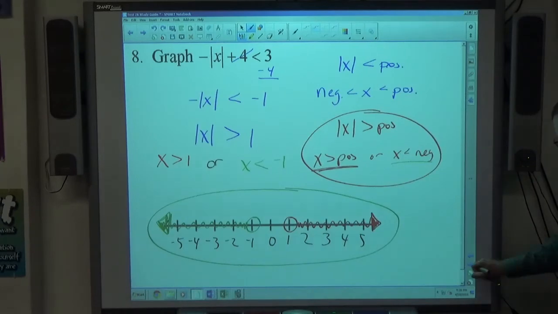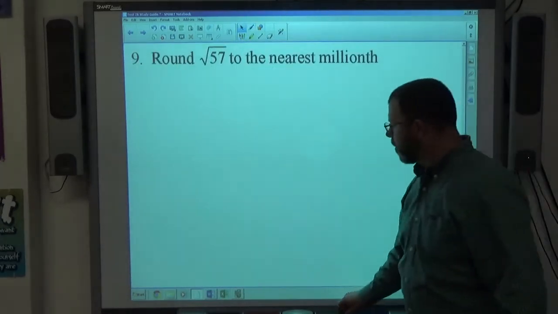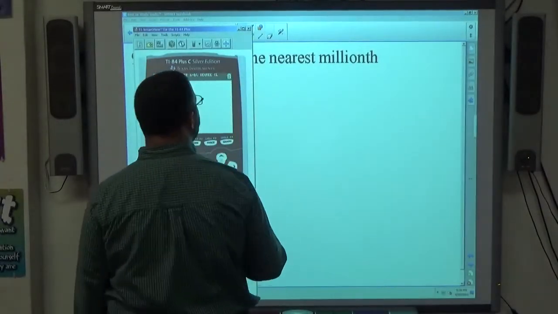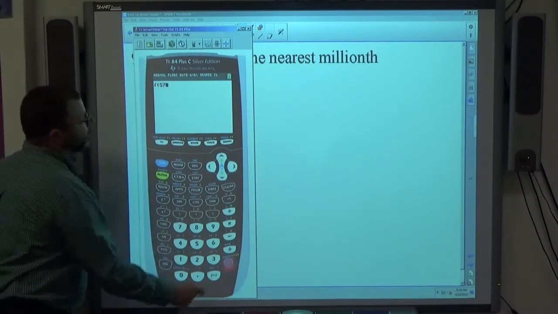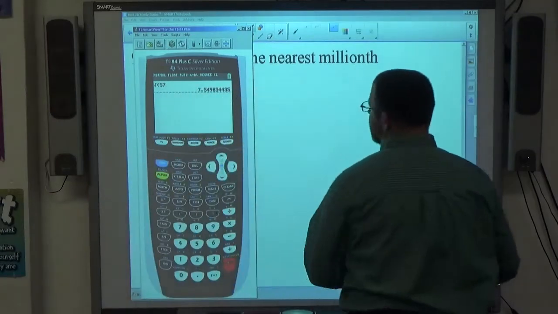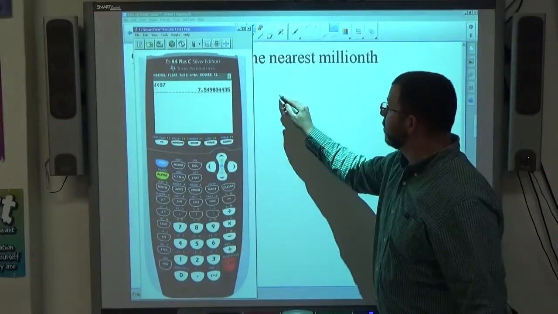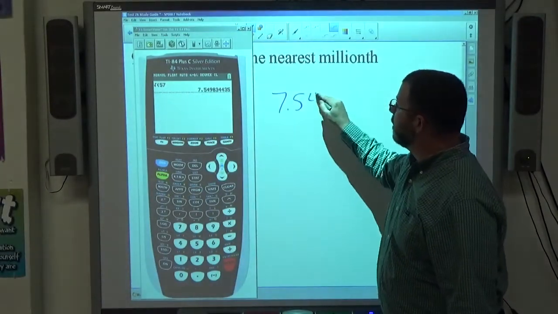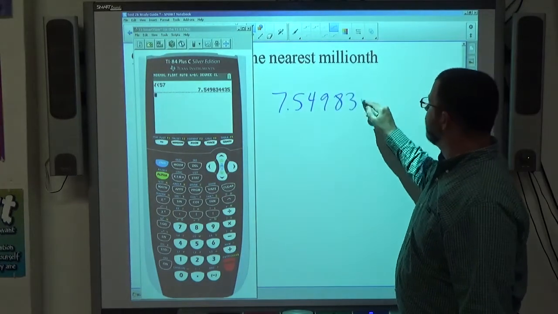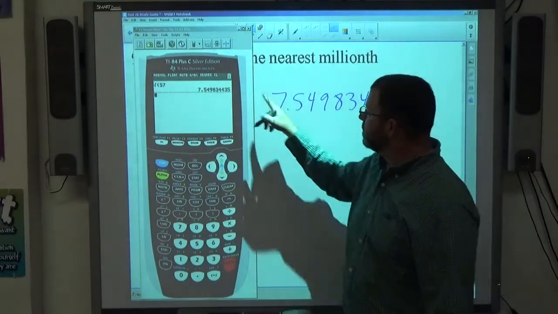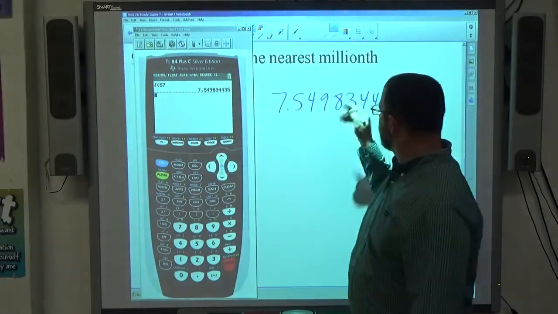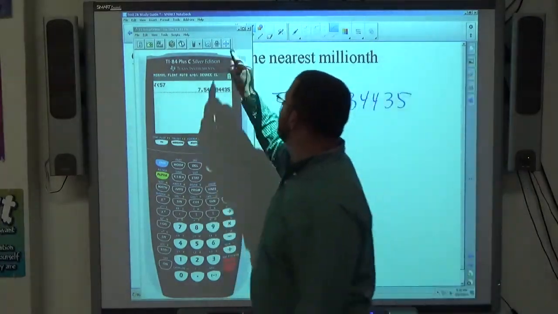Number 9, round the square root of 57 to the nearest millionth. So if I type in square root 57 equals, my calculator spits out a number. I'm going to write down every decimal place that it shows me. So 7.549834435. Be very careful that you don't forget one of those digits. So 5498, whatever. So make sure you write down every digit you see.